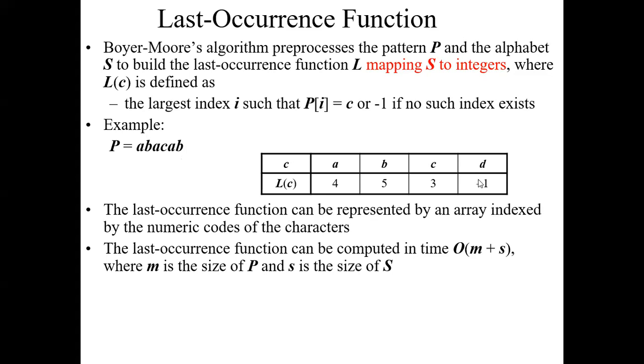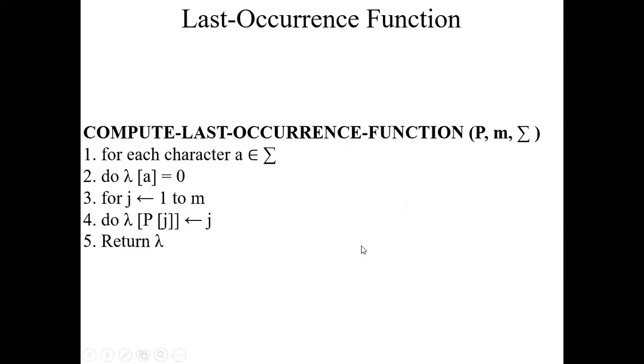I will not write this -1 only for D, for every other character that is not there in the pattern but in capital S. और summation भी represent करते हैं alphabet को, capital summation. Is this clear? So that was manually we try to understand.